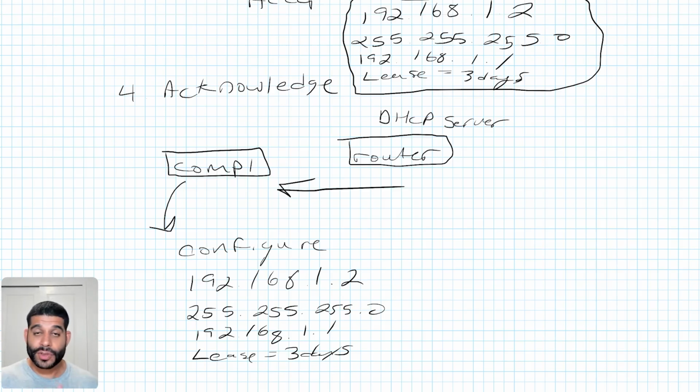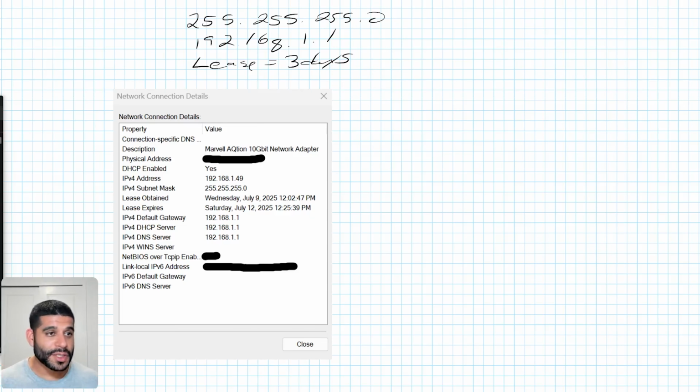So I'm going to throw up a screenshot here on the screen so you can see all of this. So here we are, guys. Here is a screenshot of my network card on my Windows 11 machine. And remember, I showed you guys how to get this information, so you should know based off of my previous video.